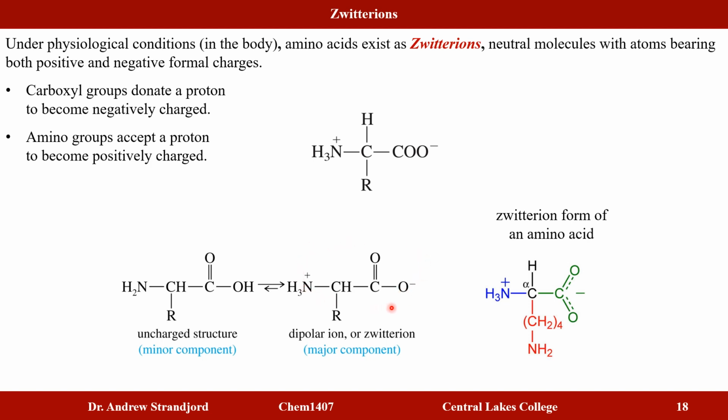We call this structure a Zwitterion. A Zwitterion is a neutral molecule where that molecule has atoms that bear a positive charge and a negative charge on it. So the carboxylic acid group donates a proton to become negatively charged. The amino group accepts a proton to become positively charged. We can also look at that as a distribution of charges here. My nitrogen contains my positive charge, where my negative charge is distributed between both of those oxygens. Both of them tend to be equal. So this is the Zwitterion form of an amino acid, and that's what an amino acid looks like under physiological conditions. That means in the body.